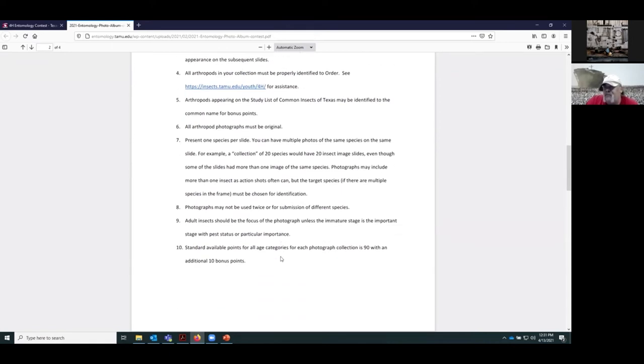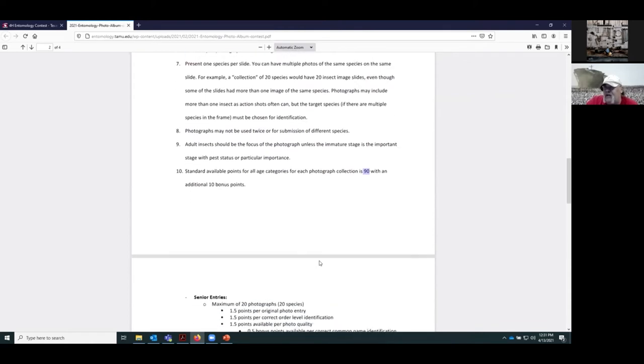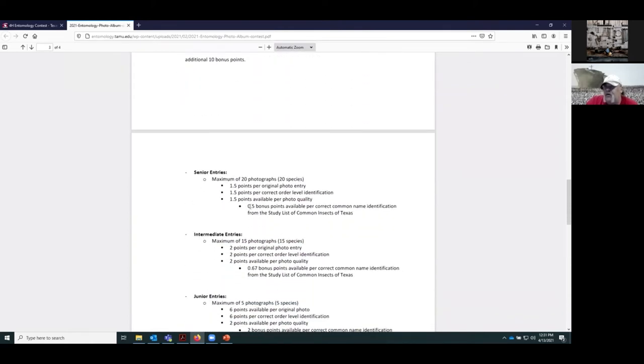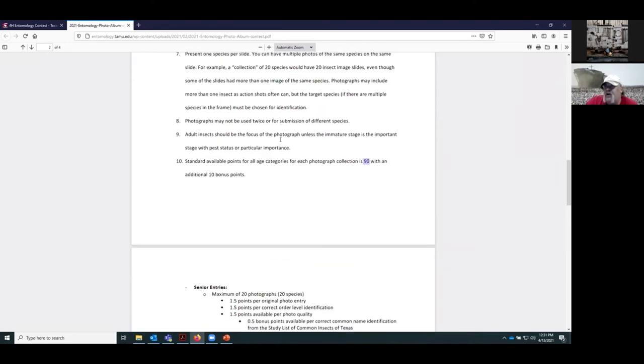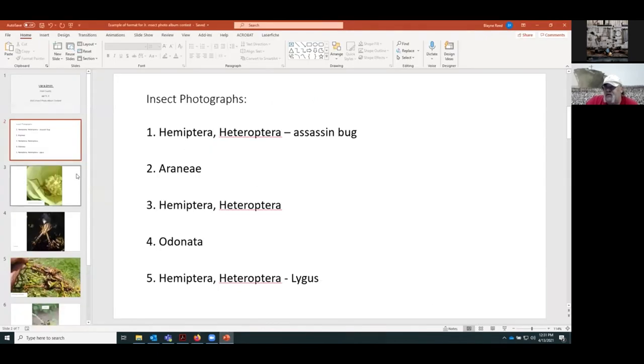And, you know, our standard bonus points are going to be 10 for those. All your standard scores should add up to 90 until the bonus points start adding in. So there's some incentive there to certainly find those insects if you can. So here we are, senior entries 20, intermediate 15, and 5 for the juniors. That's the guidelines. Let's look back here at our presentation.